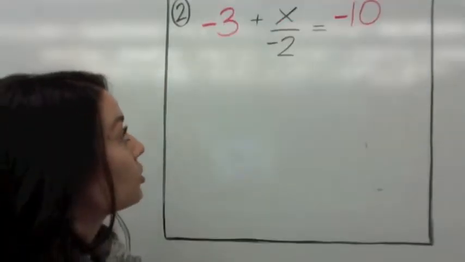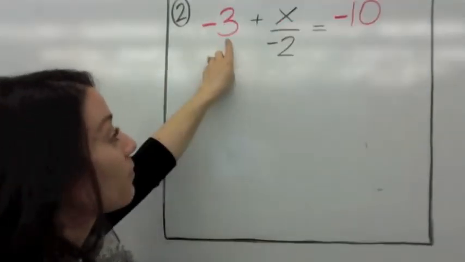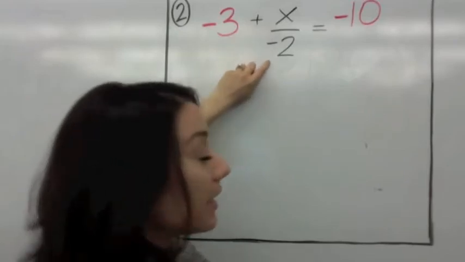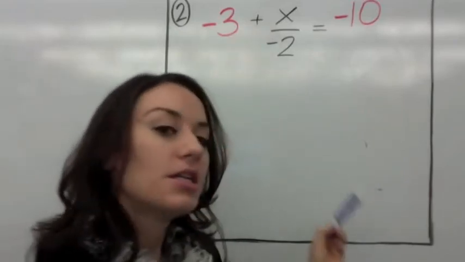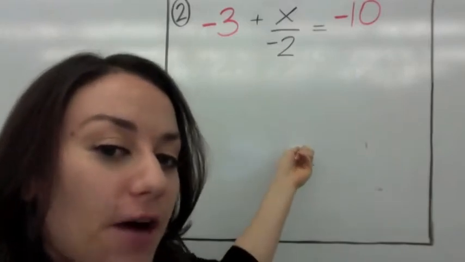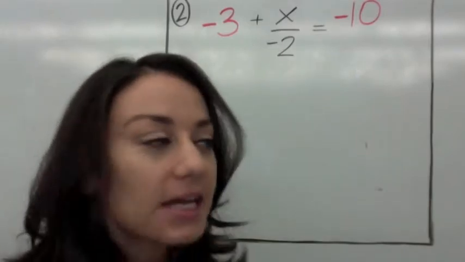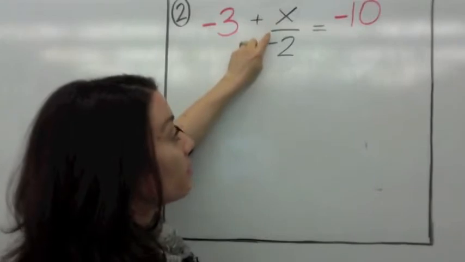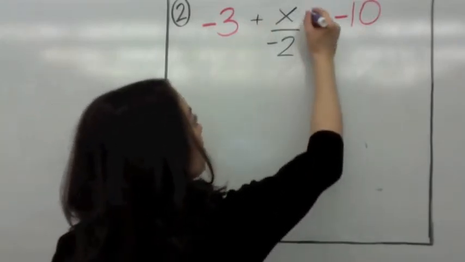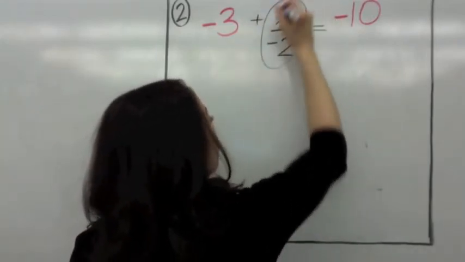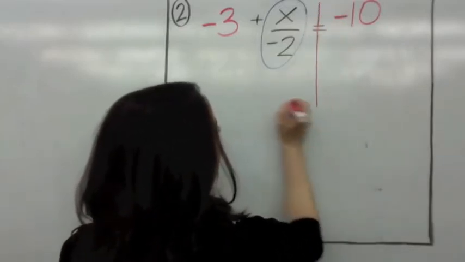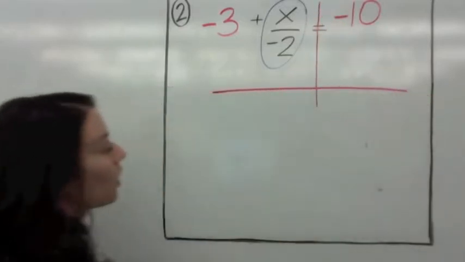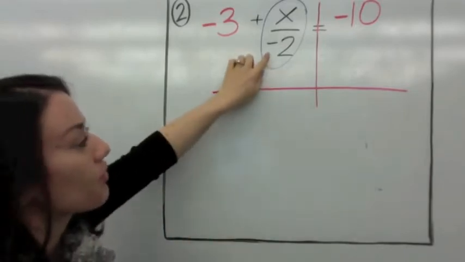Okay, so read equation number 2 with me. This says negative 3 plus x divided by negative 2 equals a negative 10. So, does this equation have a fraction? What is it? It is x divided by negative 2. So I want you to circle this fraction, and we're going to set up this equation by separating both sides with a t.